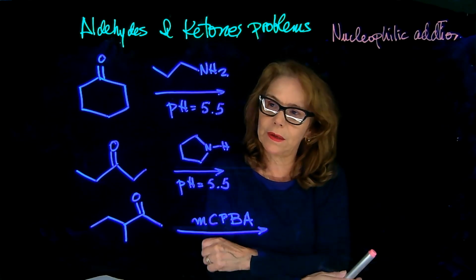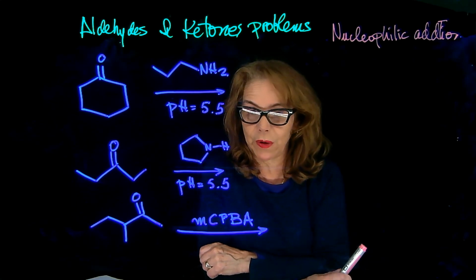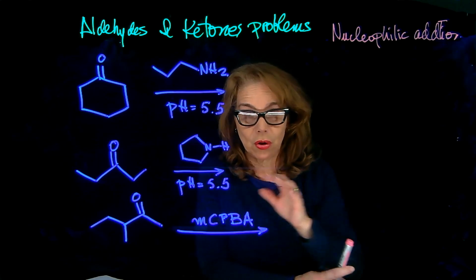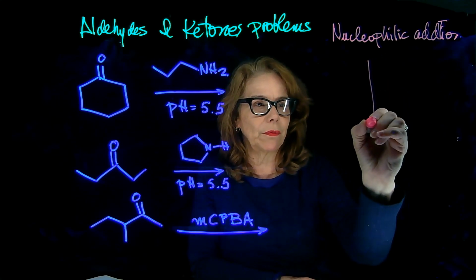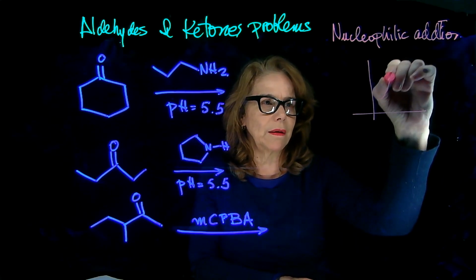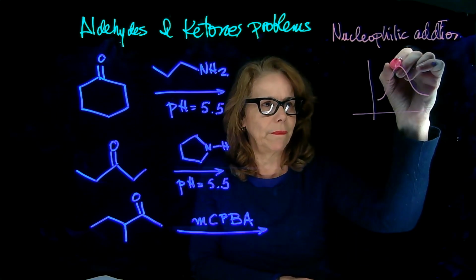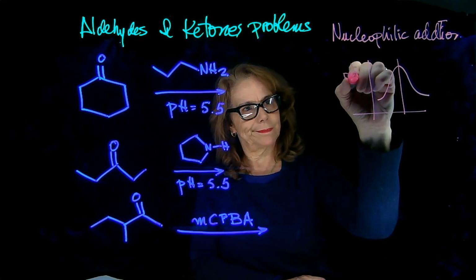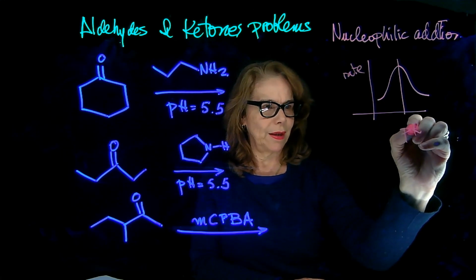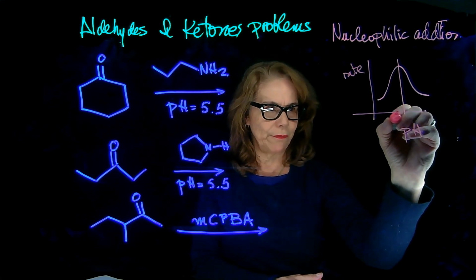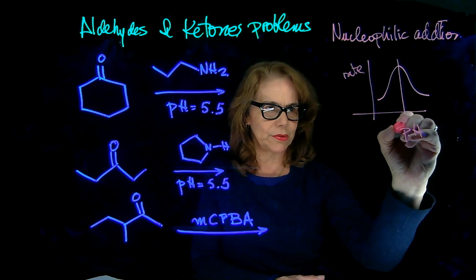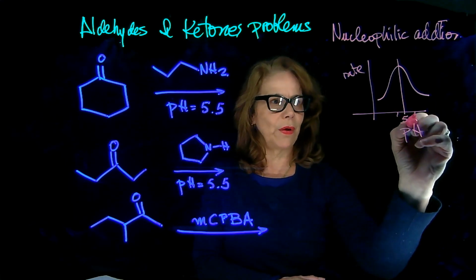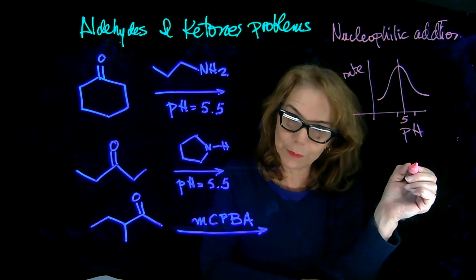We also see that under the arrow we have pH 5.5. The reaction with amines needs pH control, and typically reaction rates have a bell curve. If this is the rate that we're plotting, and this is pH, between 4 and 5 we will have the maximum, so it varies. So we can say 4.5, 5.5, around here. It has a bell curve.